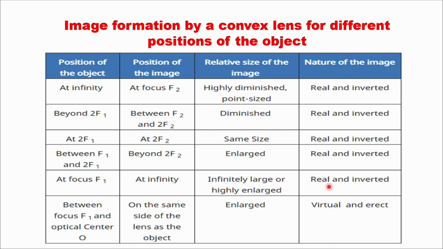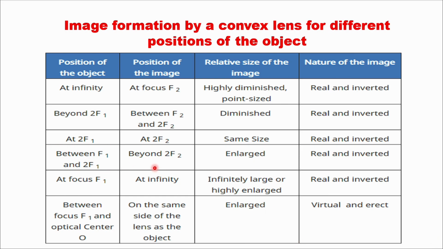What does real image mean? The image is formed on the screen. Virtual means it cannot form an image on the screen. So erect means it is upward. Suppose the object is upward in direction, the same image direction is also upward.